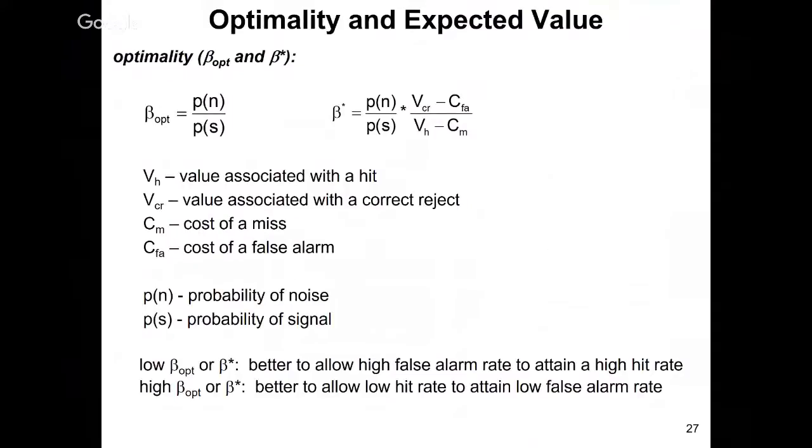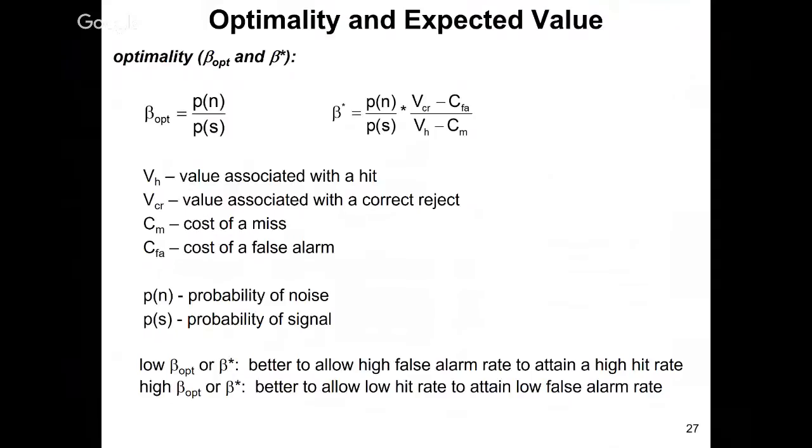Couple more things before we go through another example. And maybe we'll do one more drawing with the other case, and then we'll call that good. So there's something called optimality and expected value. It's kind of like a cost benefit ratio. Has anyone ever done a cost benefit analysis? It's kind of like it.